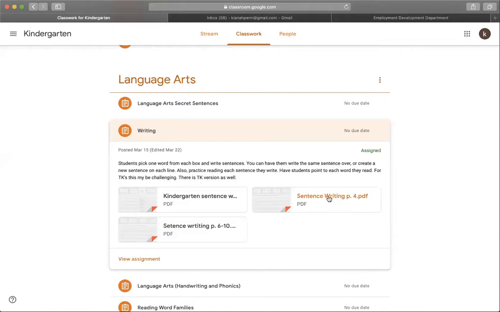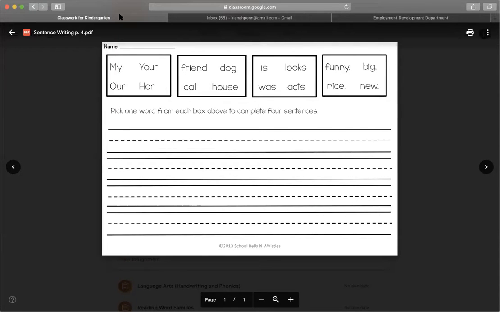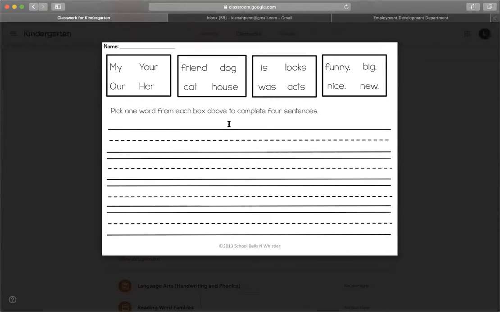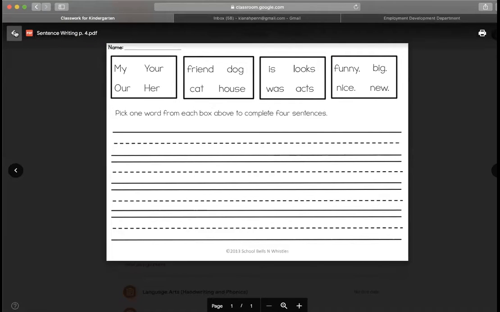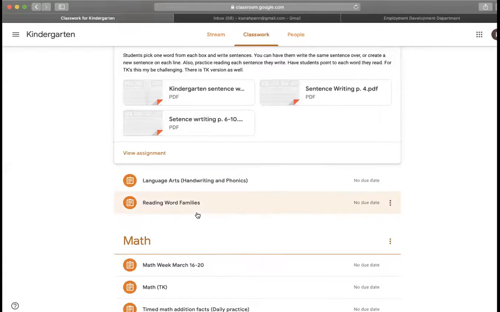So if you go under the tab writing and click sentence writing page 4, it's just 4 boxes, 4 blanks. That's what we're going to mainly focus on because it's more hands-on, actually writing a structured sentence rather than just letters. So you can print that out for tomorrow.